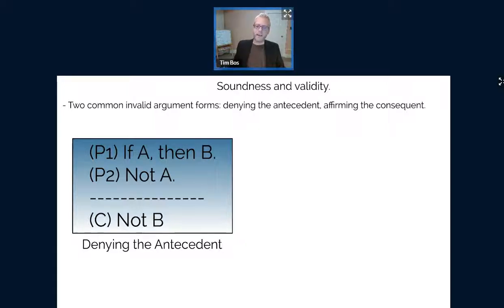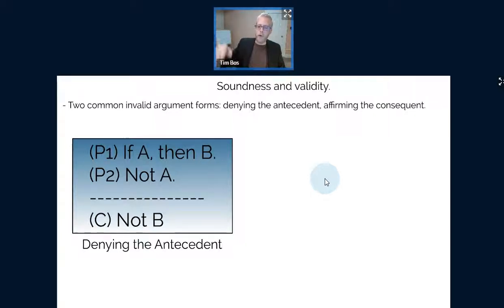Not correct, right? That's invalid because the conclusion could be false, even if the premises are true. And so anything that follows this format, if A then B, not A, therefore not B, is going to be invalid, and any argument that has that form is not a good argument. It's called denying the antecedent because when you have an if A then B statement, the first part is called the antecedent, the A, and the B is called the consequent.